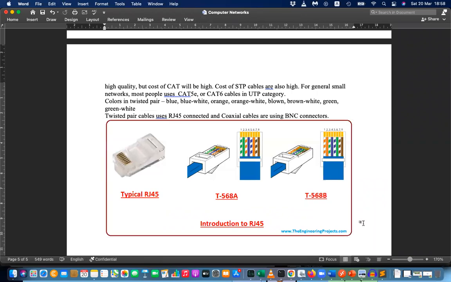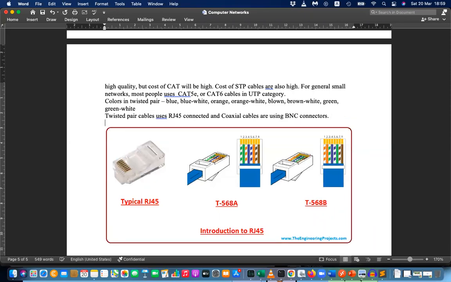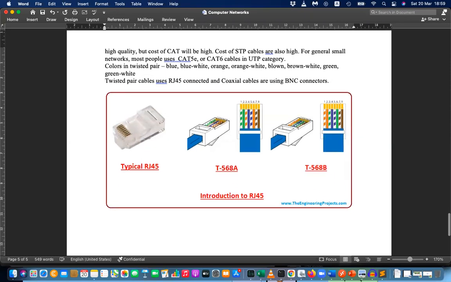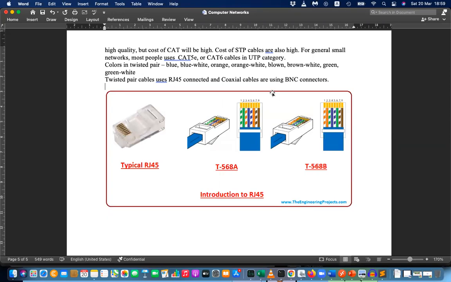But I don't think they will ask from this level. Practically, though, in real networking, you should know the color coding in the A wiring and B wiring. These are two standards. Let's say you follow one standard on one side and the other standard on the other side. What do you think will happen?